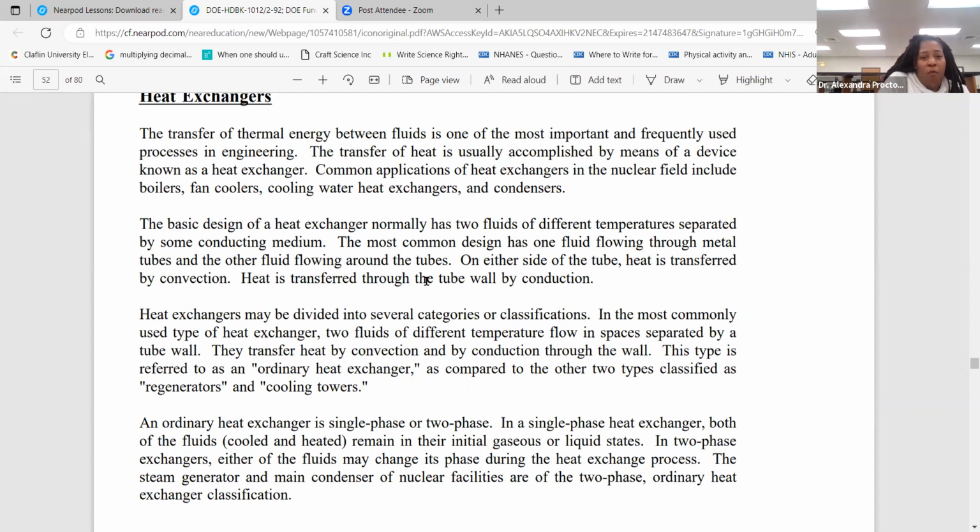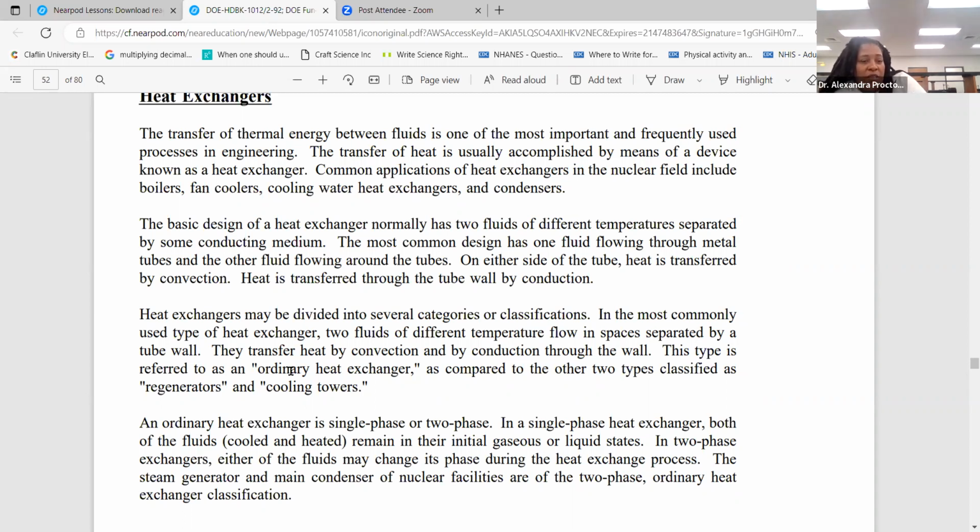So the basic design of a heat exchanger normally has two fluids with different temperatures separated by this conductive medium. And the most common design has one fluid flowing through metal tubes and another fluid flowing around those tubes, okay? And on one side of the tube, the heat is transferred by convection, and heat is transferred through the tube wall by conduction. So heat exchangers are divided by several categories or classifications.